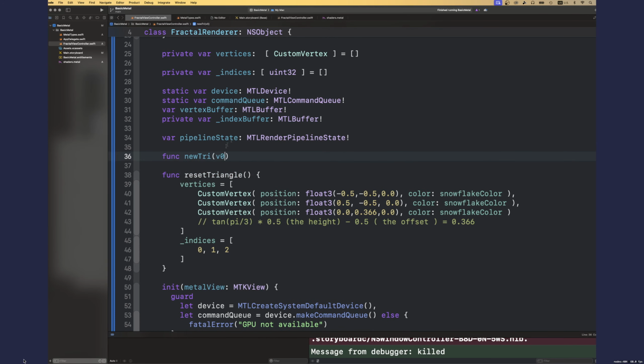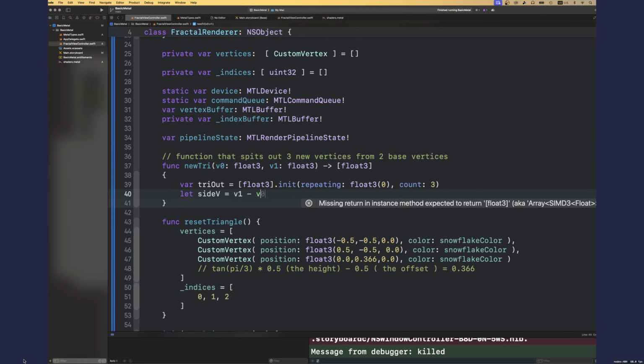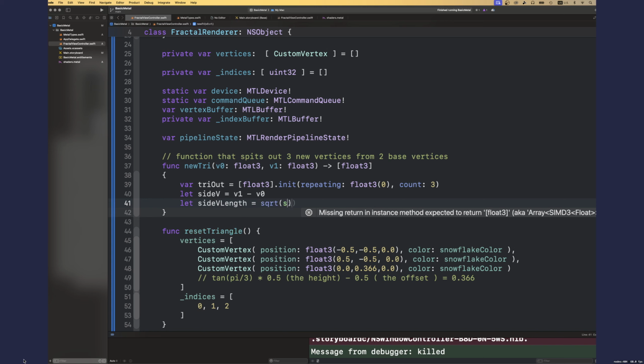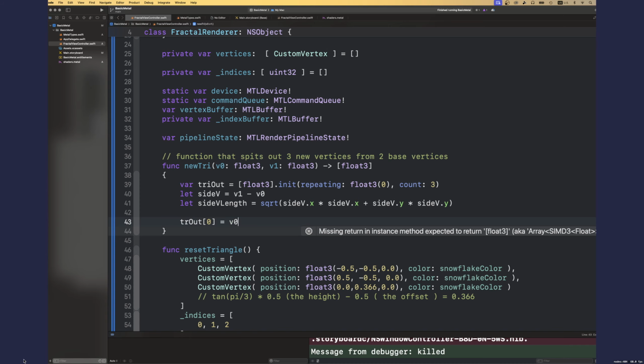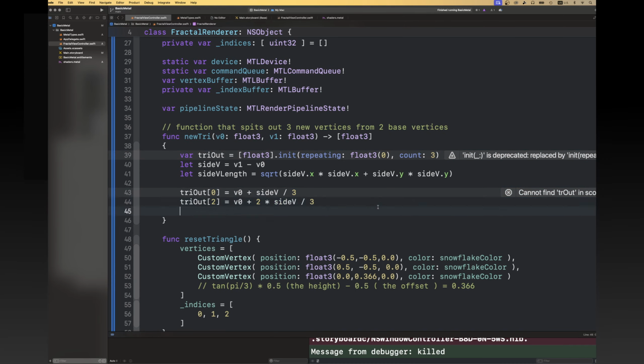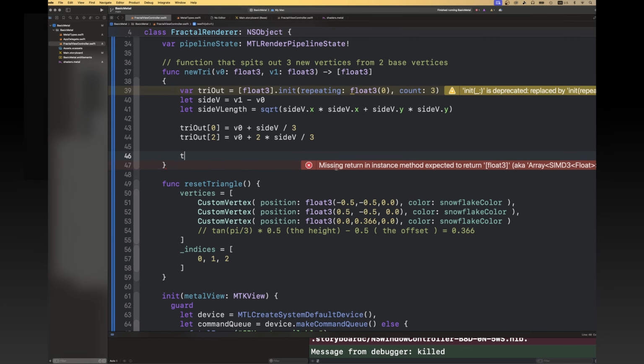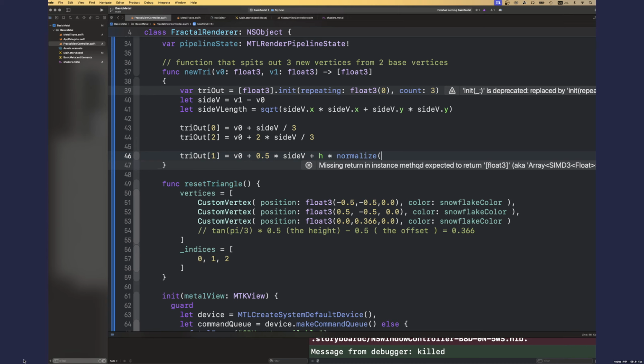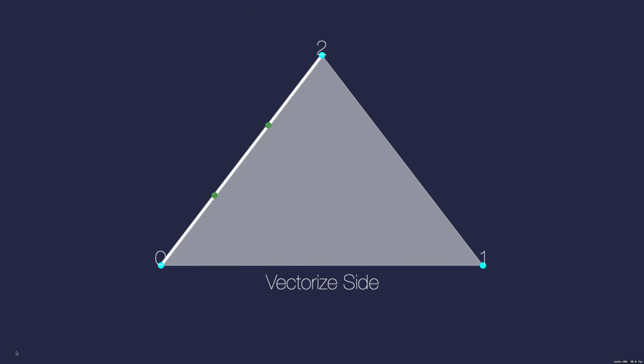So here's something general. Take a side and the two vertices that make up that side. Subtract one vertex from the other to get a vector. 1/3 of the way up and 2/3 of the way up will give us our first and last points. In order to find that final vertex, let's rotate this vector by 90 degrees.